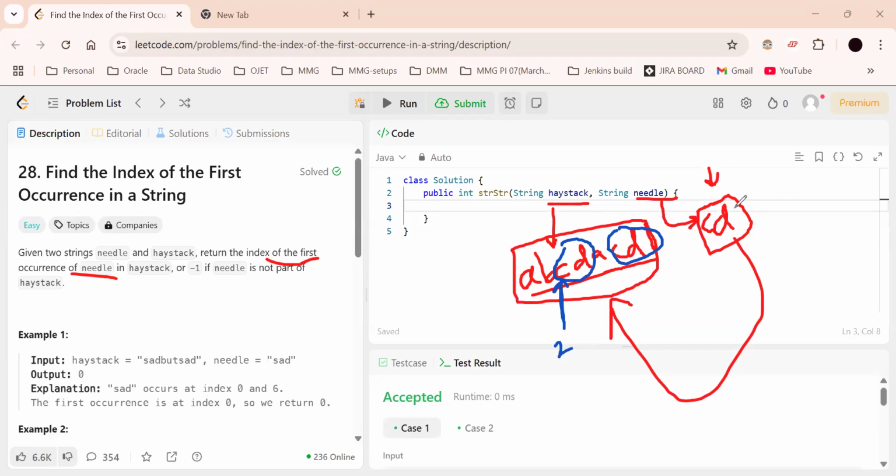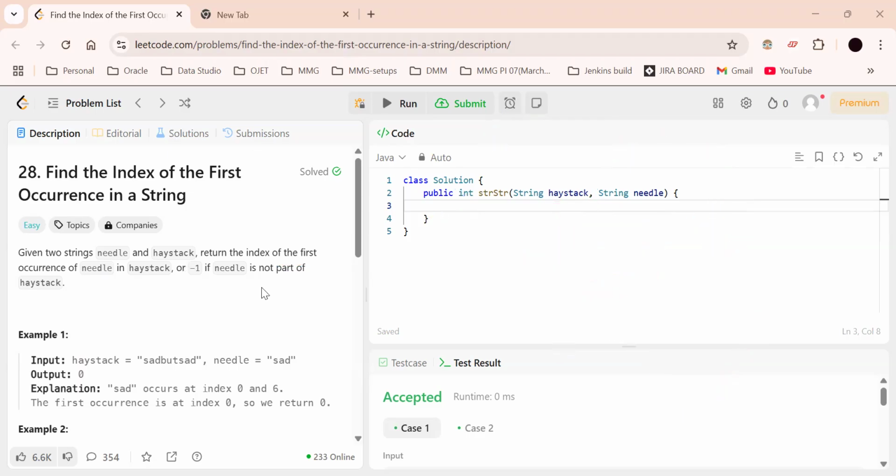Suppose we need to find CDD. Do we have CDD in this? No. So we need to return -1. You can think that we have C, we have D, and we have D again, but the point is we need a substring CDD. We don't need a subsequence. We need a substring. I hope you understood this difference between substring and subsequence. So let's see the examples they have given.